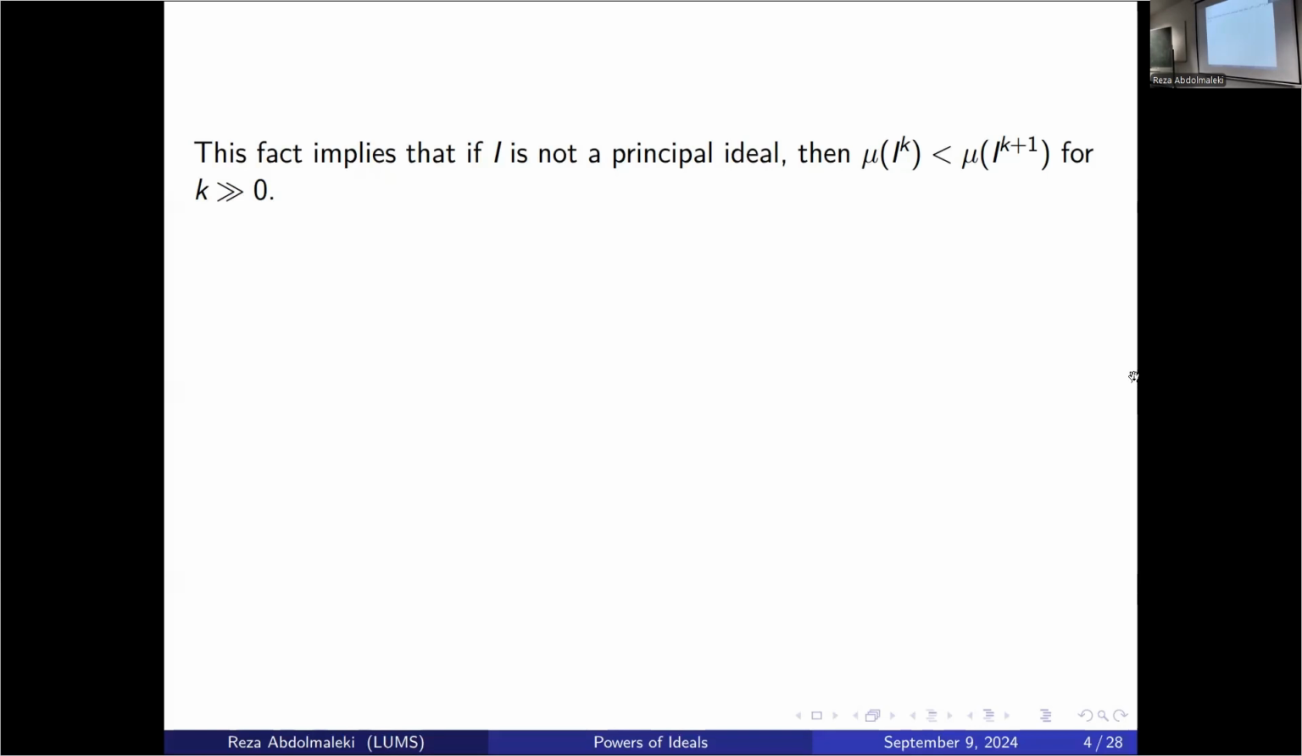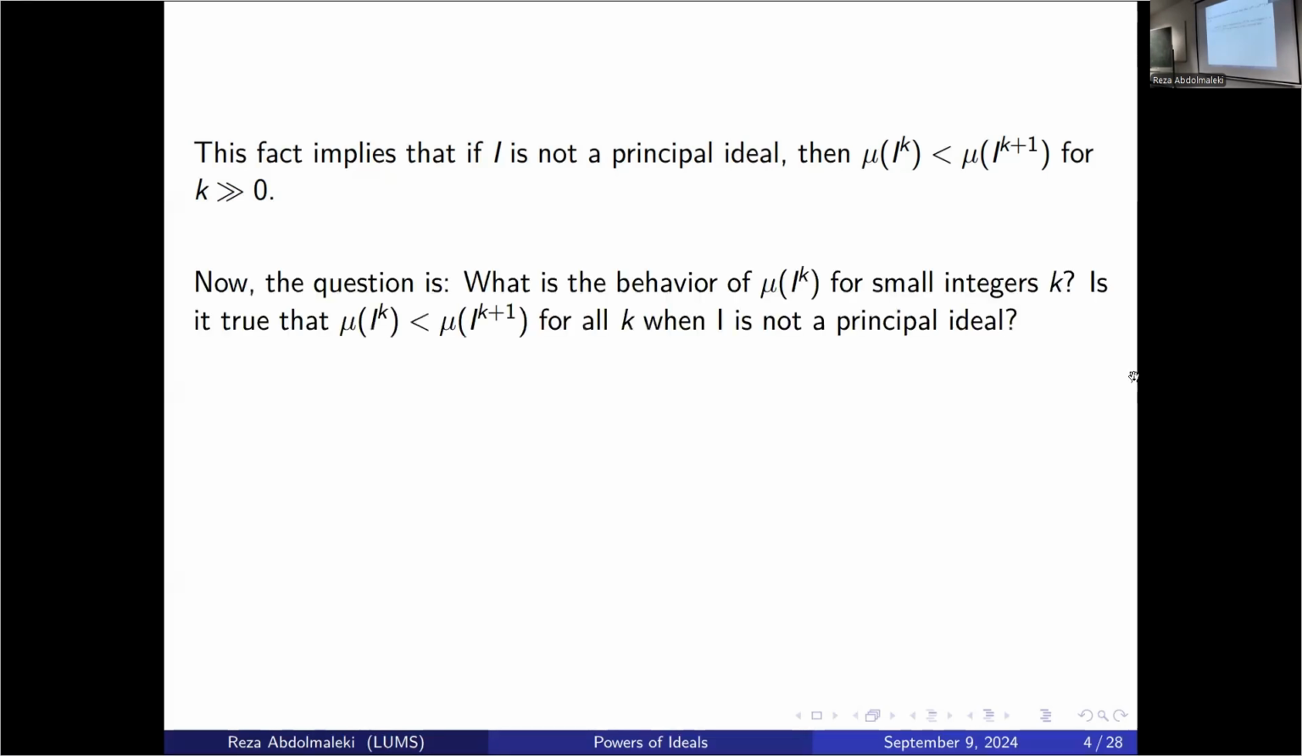But the very general question is, what is the behavior of the function mu of I^k before this point? Before this large enough k, what will be the behavior? For example, can we say it is still an increasing function? Of course, when I is principal, we have nothing to do because it is the same. So if the answer was yes, we have nothing to do.